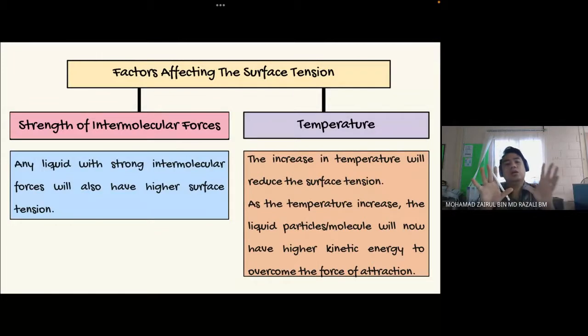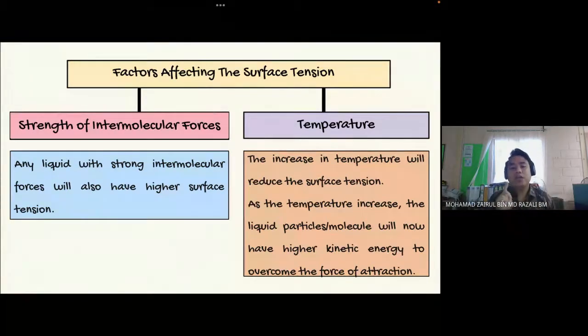So now we already learned about the surface. Now we need to learn about what's the factors that will affect the surface tension. Surface tension ni is quite important because of the substance yang awak buat dalam lab, most of the substance yang dalam industri ada dalam liquid. So kita kena study dia punya properties lah. By understanding the properties, so any reaction awak buat tu awak boleh adjust.